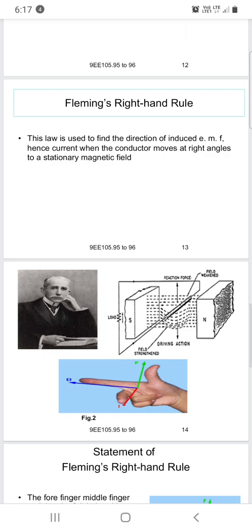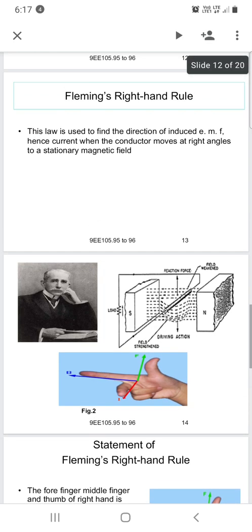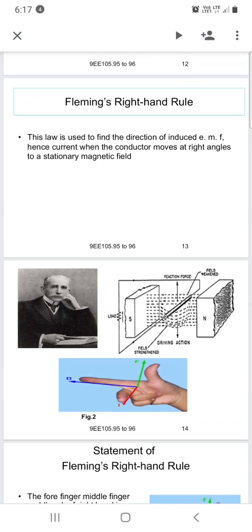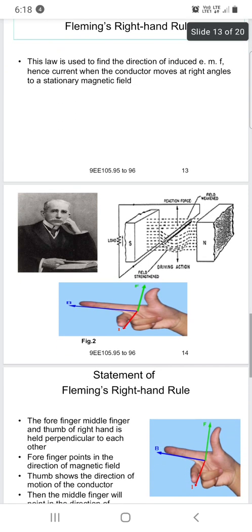Next, Fleming's right hand rule. What is Fleming's right hand rule? This law is used to find the direction of induced EMF, hence the current, when the conductor moves at right angles to a stationary magnetic field. Here we have to observe the figure. Here the N and S poles are there, so the magnetic lines of force move from north pole to south pole.